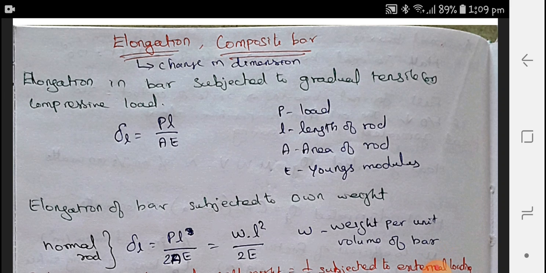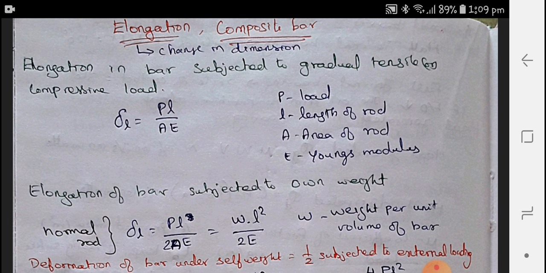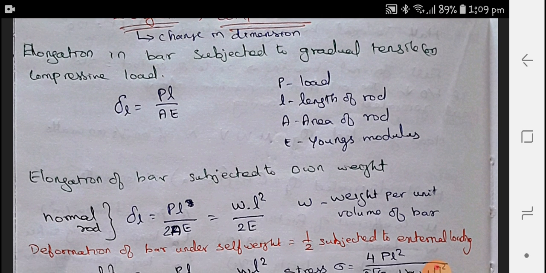Today's topic is elongation and composite bar. First of all, what is meant by an elongation? Elongation is a change in dimension. Simply, we know it as just a change in dimension is called an elongation. When the bar is subjected to either a compressive load or a tensile load, it will tend to elongate. First, we are going to see the formula for elongation of a simple bar subjected to gradual tensile or compressive load.